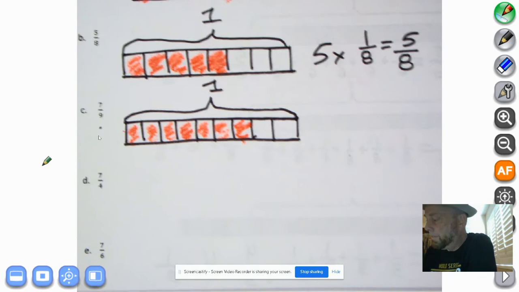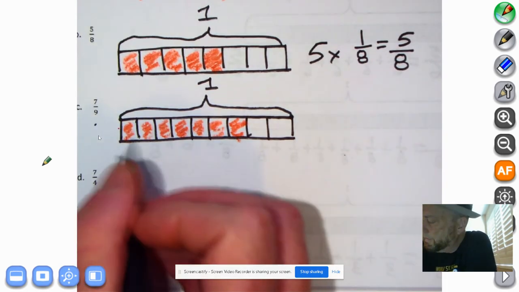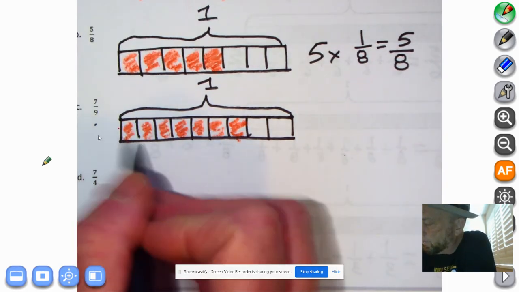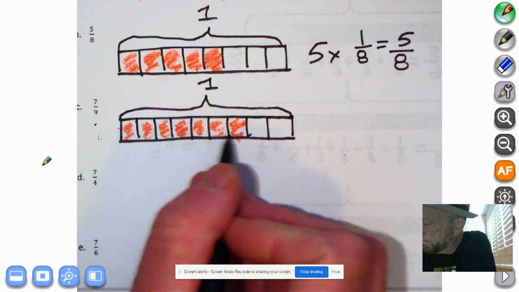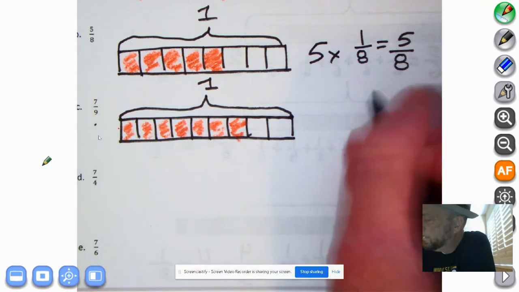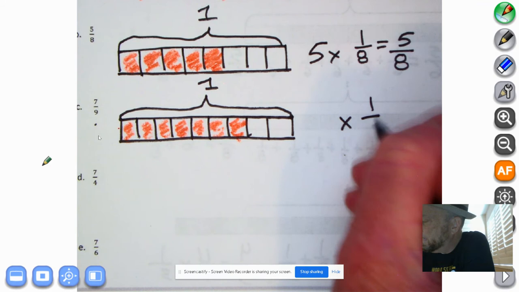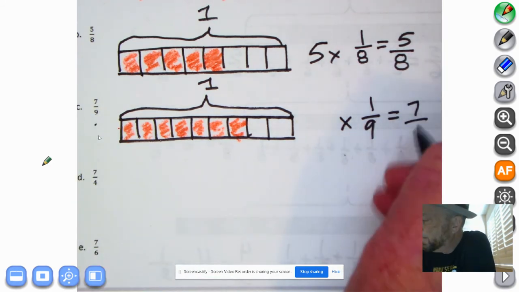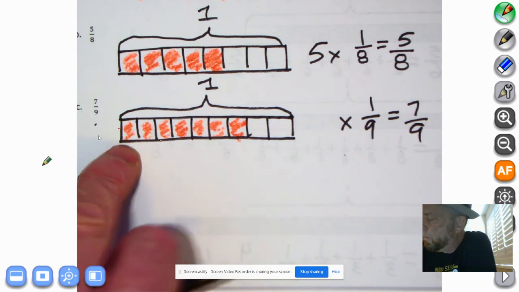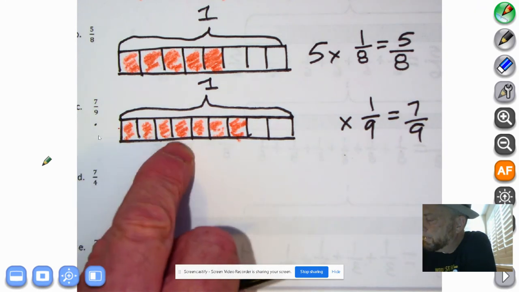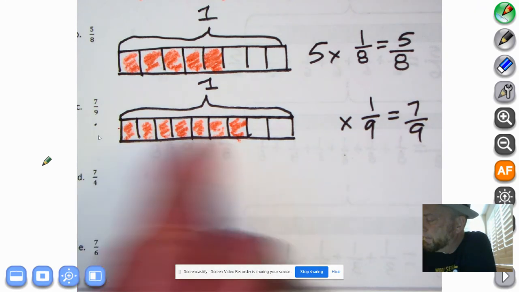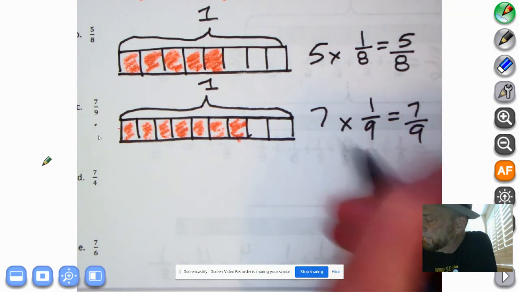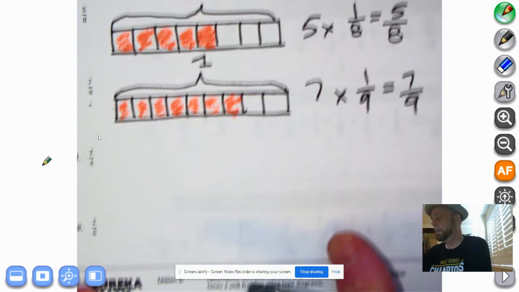Okay, so now I have to come up with a multiplication sentence. Well, I know these are what? 1 out of 1, 2, 3, 4, 5, 6, 7, 8, 9. So it's 1/9. So a number times 1/9 is going to equal 7/9. What would that number be? Well, think about it. 1/9 plus 1/9 plus 1/9 plus 1/9 plus 1/9 plus 1/9. How many are there? There's 7. So 7 times 1/9 equals 7/9.